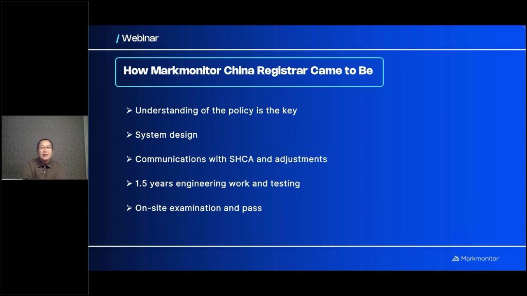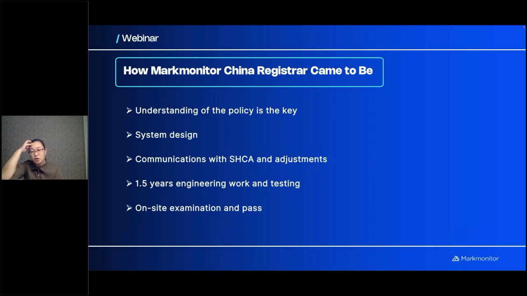And then came the on-site examination. On-site examination is where Shanghai CA actually comes to our Shanghai office, sees our team, and talks about our roles in the team. And then they look at our system function by function. It's very strict, because they want to make sure that the system is developed as designed and all the critical functions are working. For example, the data storage needs to be in China, and the real name verification is happening.